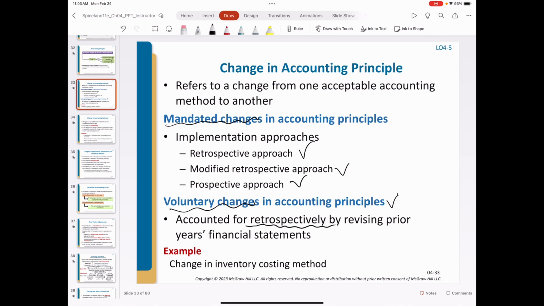The example of a change in accounting principle is the change in the inventory costing method. For example, the company chose FIFO as a new inventory costing method instead of the prior LIFO or weighted average. So this is a change in accounting principles.